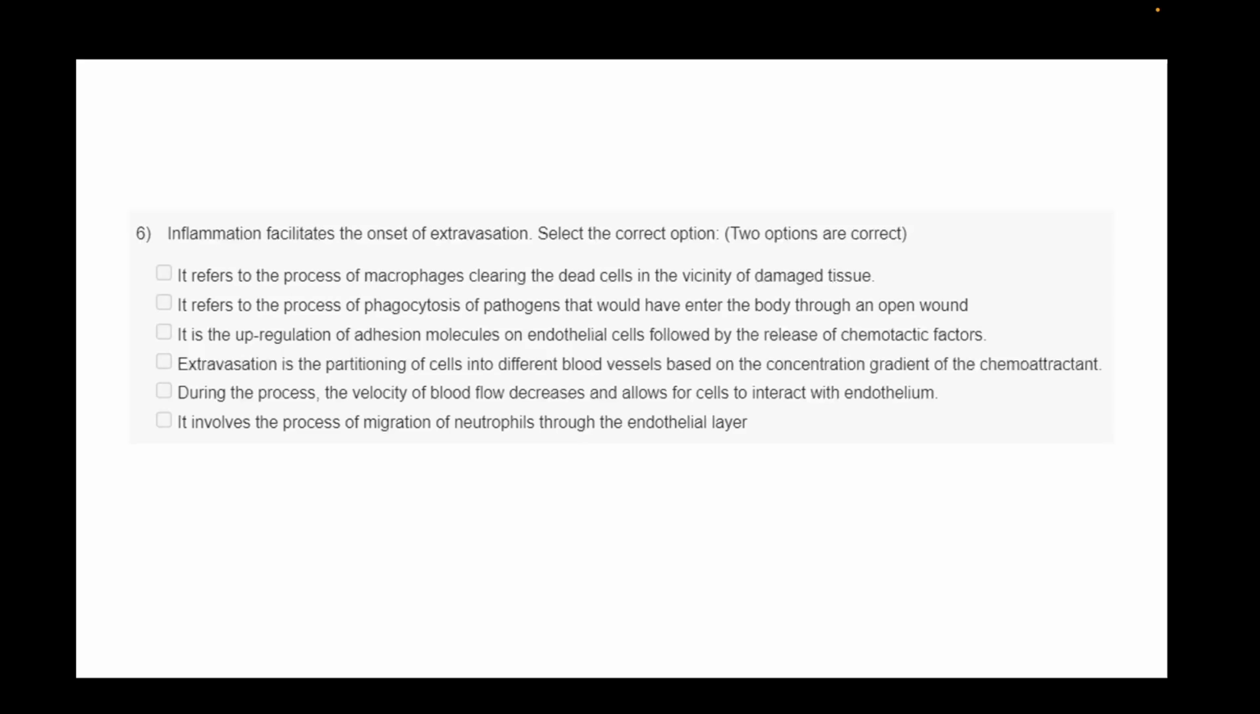Option 3, it is the upregulation of adhesion molecules on endothelial cells followed by the release of chemotactic factors. Option 4, extravasation is the partitioning of cells into different blood vessels based on the concentration gradient of the chemoattractant. Option 5, during the process, the velocity of blood flow decreases and allows for cells to interact with endothelium. Option 6, it involves the process of migration of neutrophils through the endothelial layer. Which of these are correct options?